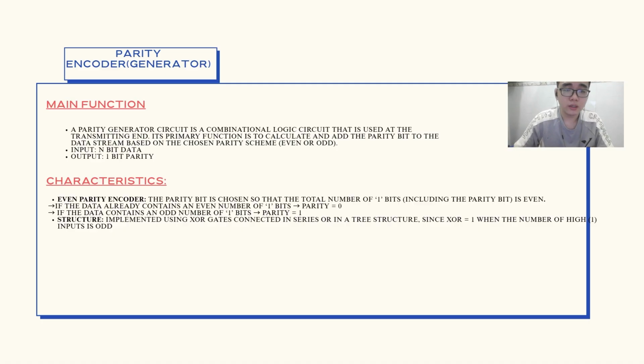Closer with the structure of the parity encoder implemented using XOR gates connected in a series or in a tree structure, since XOR equals 1 when the number of high inputs is odd. Now, to understand this more clearly with the theory about the parity encoder, we can use simulation to describe it.